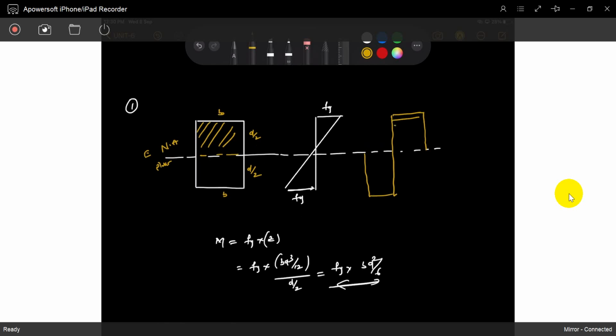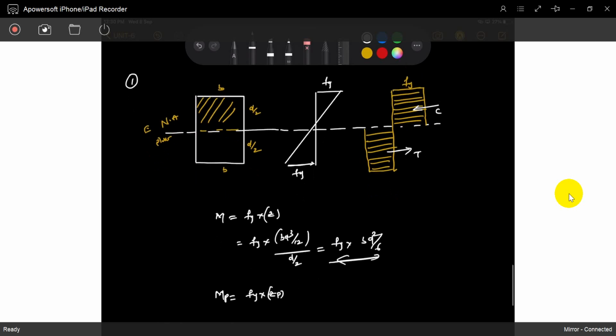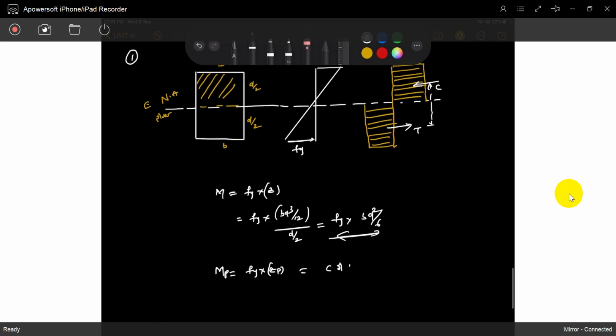See, every section reaches Fy. This is Fy. Now you can calculate the plastic moment capacity. This is C, this is T. So Mp is Fy into Zp. Sir, what is Zp? Plastic section modulus. Sir, how can you calculate? Like this, it is equal to C or T multiplied with the lever arm.